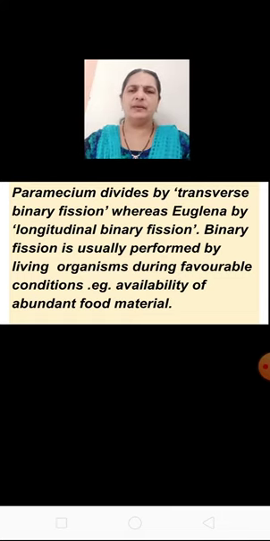Binary fission is usually performed by living organisms under favorable conditions, that is when they have abundant food material, so they will divide. So amoeba will divide in any manner, anyhow they will divide. But when you come to paramecium, they will divide by transverse binary fission, and in euglena it is longitudinal binary fission. So paramecium is transverse, in the horizontal way, and euglena is in which way? Longitudinal way. You can see here.